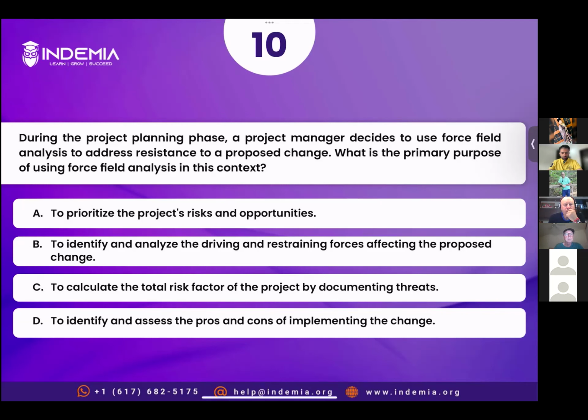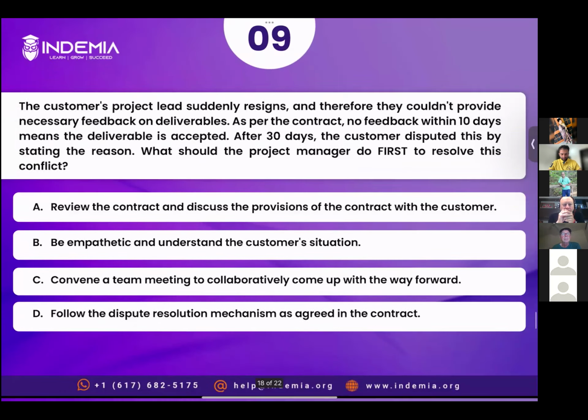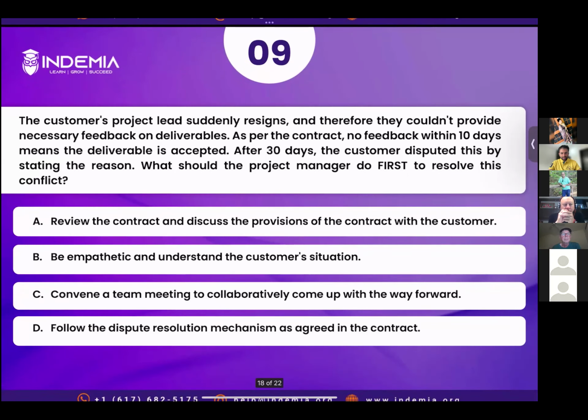All right, before we discuss this, there is a comment in the chat window regarding the previous question, and it's an important comment. Let me go back and review this again. So the comment is, being empathetic would not solve the problem. I feel like a meeting would resolve it. But that is not an option here, right?